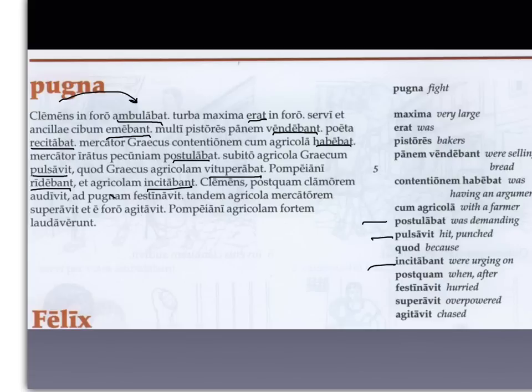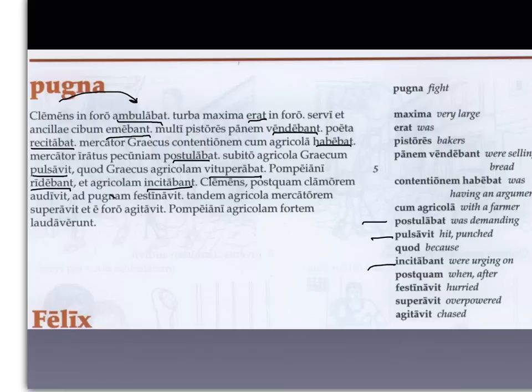Now remember, the farmer is the one who hits the Greek. So they're encouraging him to keep hitting the Greek. Next sentence. Clamanes. Postquam clamorum audivit ad pugnam festinavit. Okay, clamanes is our subject. But then we have this comma section, this clause in the middle that we need to translate before we get to the rest of the sentence. So clamanes. Postquam clamorum audivit.